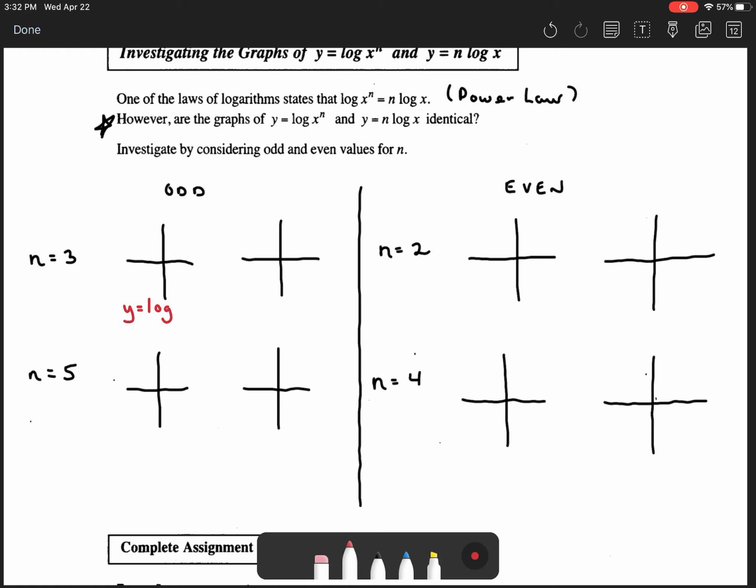Okay, now here's what happens. I'm going to start with the odd functions, and n is equaling 3. So if I take an n value of 3 and substitute into the equation of the function, I'm going to get y is equal to the log of x to the exponent of 3. If I use the power law and bring that exponent down in front, I would have 3 log of x.